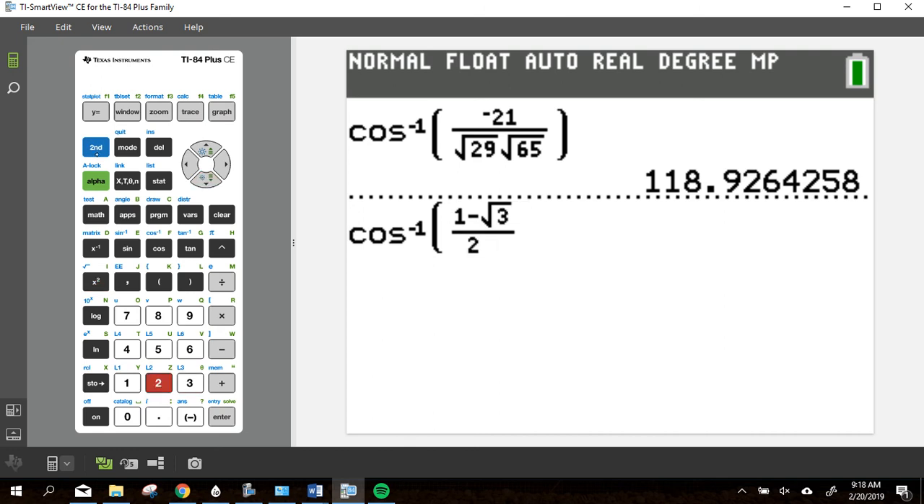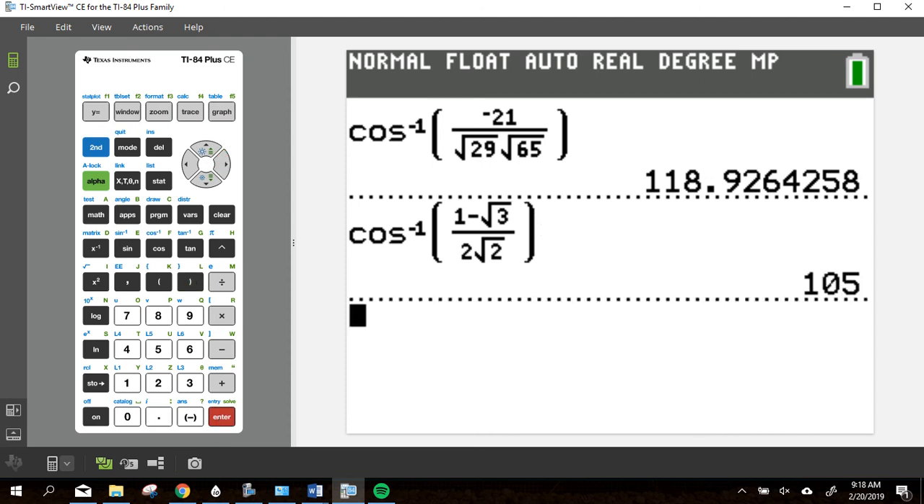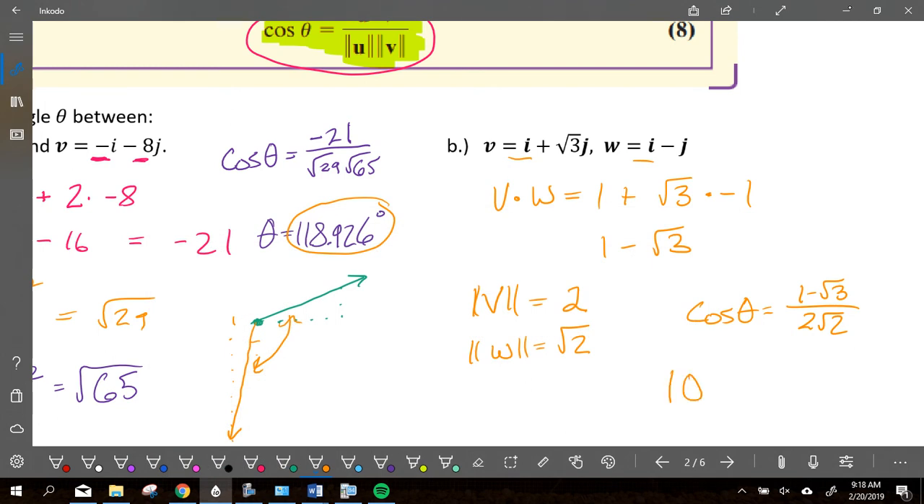On bottom, it's 2 square root of 2. I type that whole thing in. I hit enter. It's going to get me an answer of 105 degrees. The difference between those two angles is 105 degrees. If you graphed out the two vectors, you would get to that point.